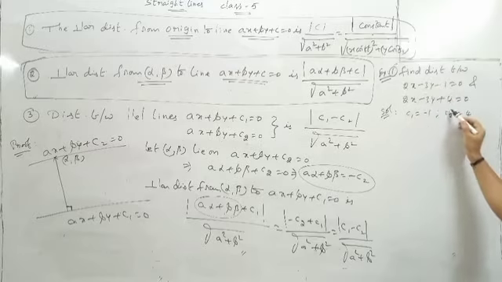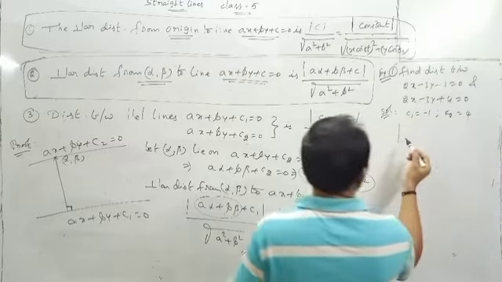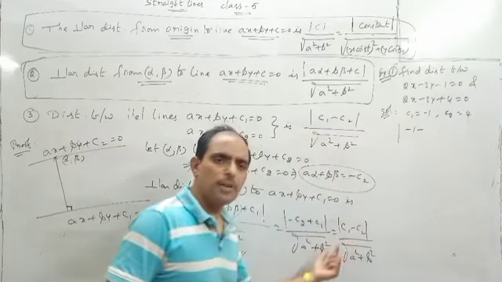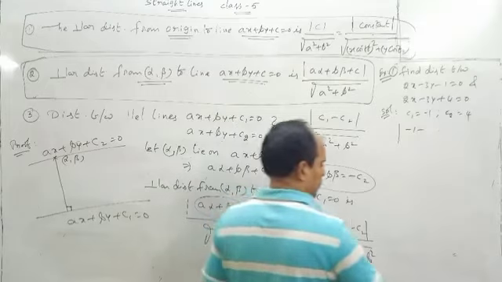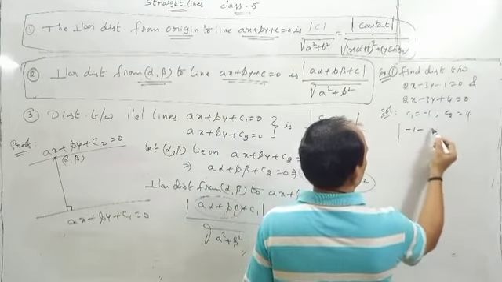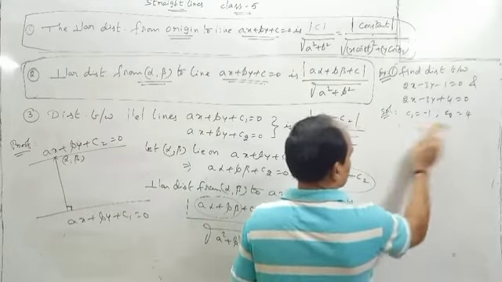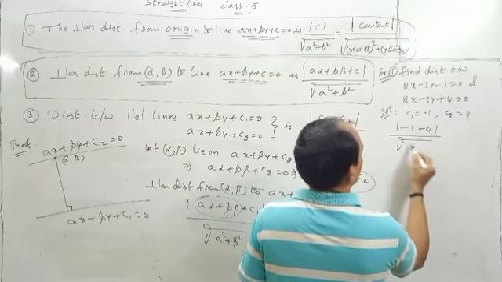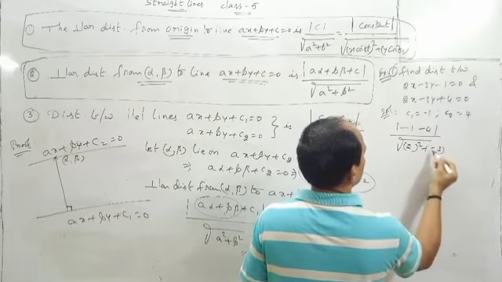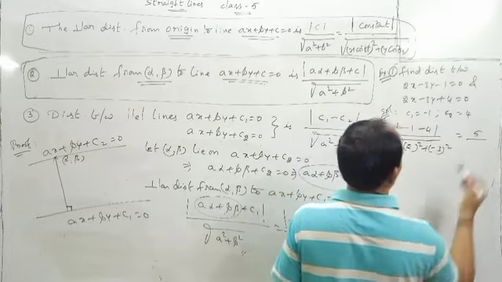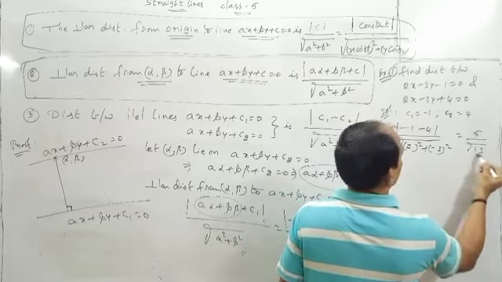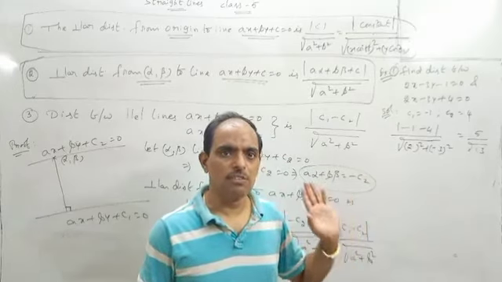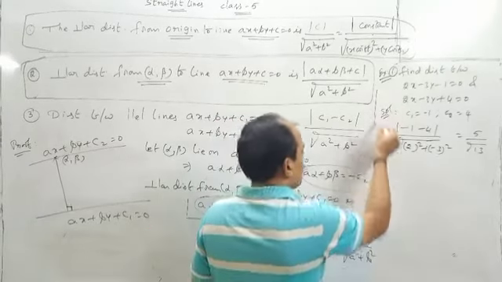a, b values are same. So formula c1 minus c2. Or you can write c2 minus c1 also. Modulus is there. Nothing to worry. So c1 minus c2 by root of x coefficient square plus y coefficient square. That is 5 by root 13. You can't write minus because it is distance. You have to write always a positive value. Next I will give one more example.